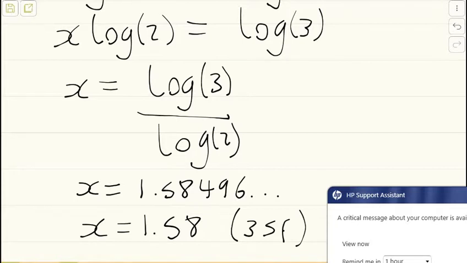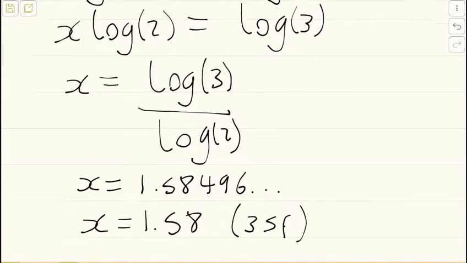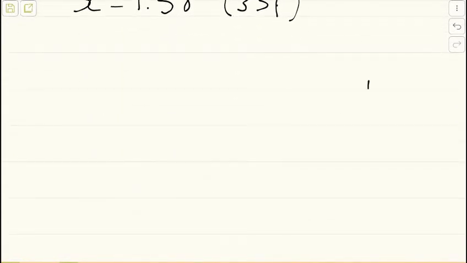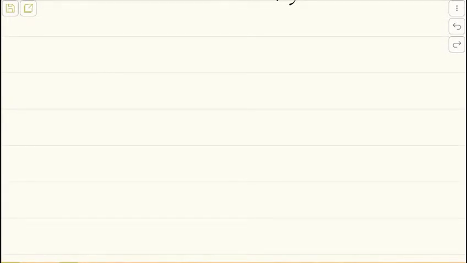Okay, so now I'm going to look at another example. Right, let's take another example. Let's say 7 to the power of x is equal to 2. If you'd like, you can pause it and have a go. I'm going to do it now.